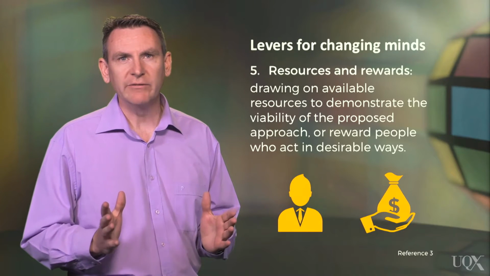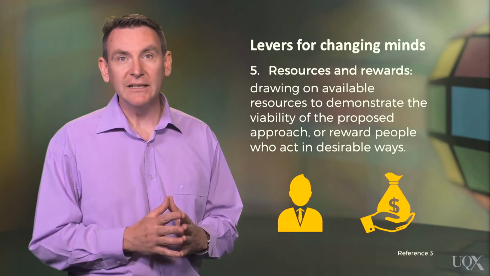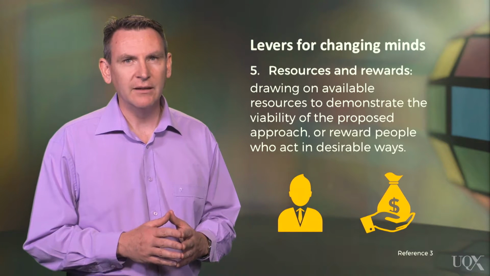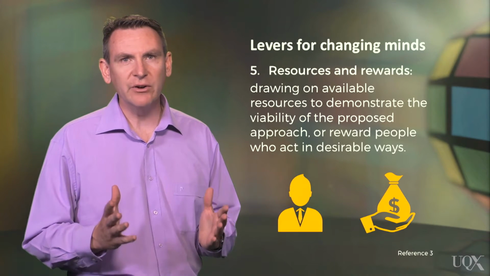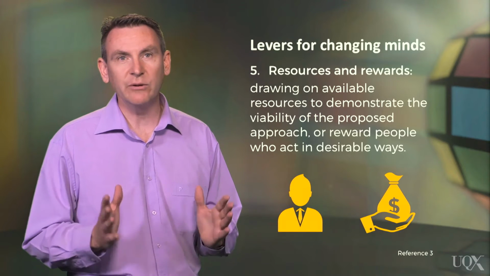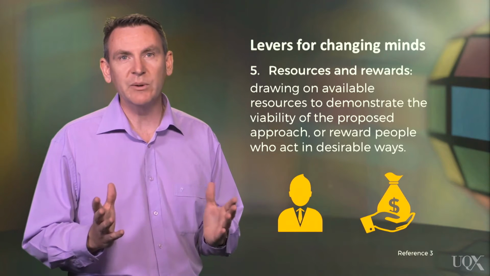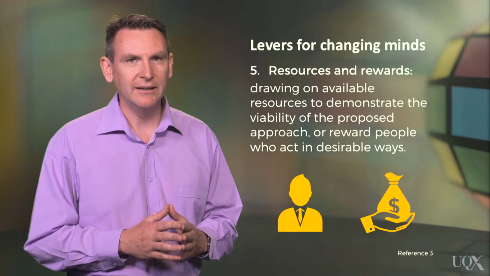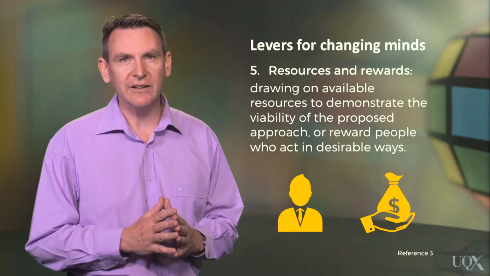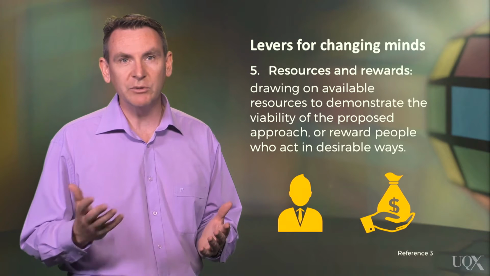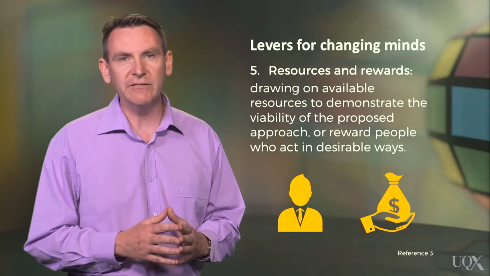This involves drawing on available resources to demonstrate the viability of the proposed approach or reward people who act in desirable ways. For example, you may have a colleague who's very good at simplifying complex arguments down to a few clear and compelling points. Such a person is a resource who can be used when preparing communication materials. Financial incentives can also be used for influence. For example, government rebates are commonly used to encourage people to adopt new technologies such as water and energy efficient appliances. The sixth influence tactic is real-world events.